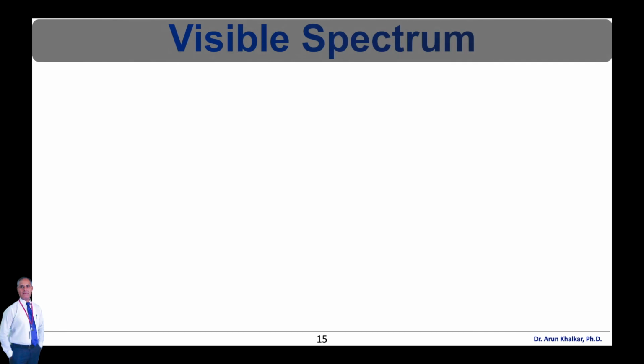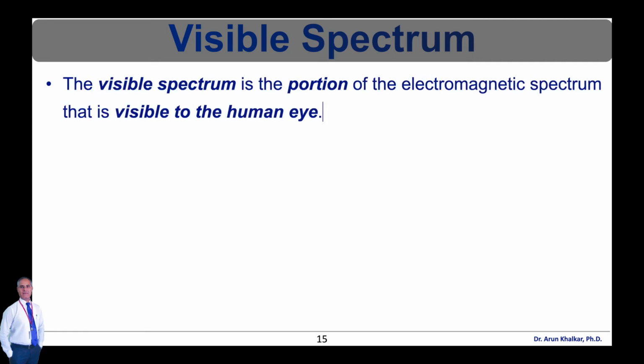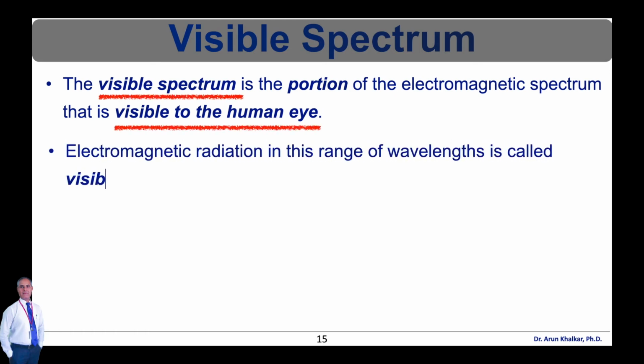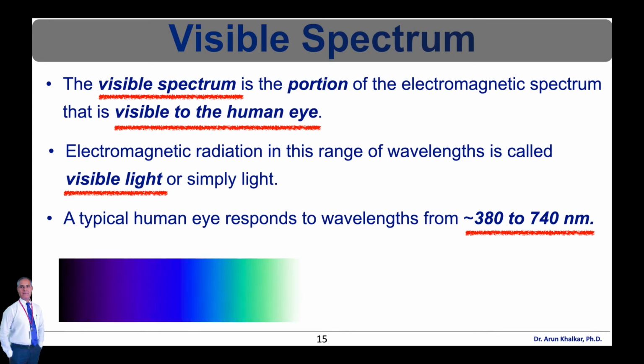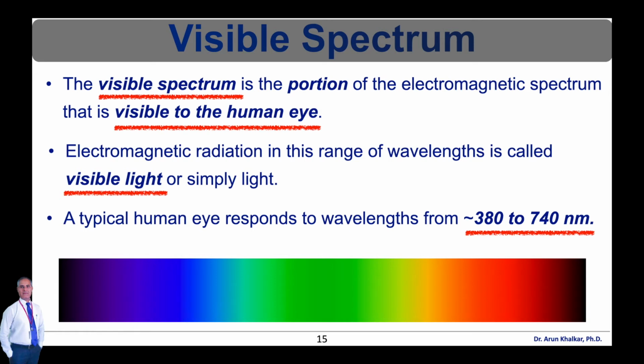As we are studying wave optics, light, that is the visible spectrum, is very important to understand. The visible spectrum is the portion of the electromagnetic spectrum that is visible to the human eye. Electromagnetic radiation in this range of wavelength is called visible light or simply light. A typical human eye will respond to wavelengths from about 380 to 740 nanometers. In terms of frequency, this corresponds to a band in the vicinity of 430 to 770 terahertz.